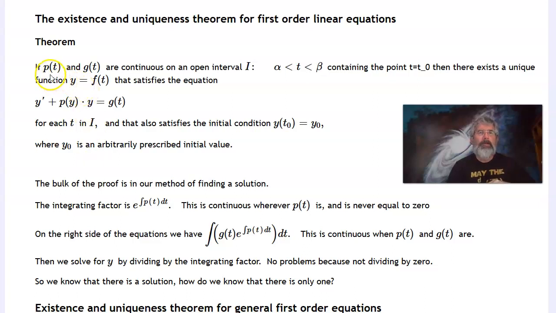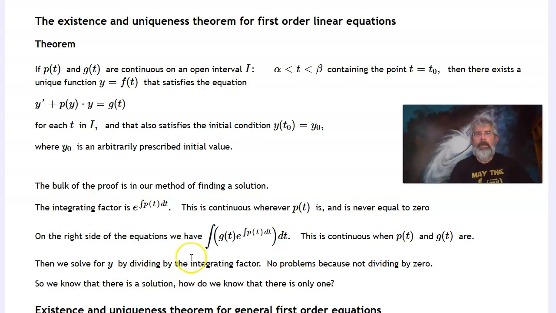Suppose p and g are two functions that are continuous on an open interval I. That is the set of values of t that are somewhere between alpha and beta, but not including alpha and beta. Okay, so that's my open interval I. And that open interval contains the point t0, which is the t value of my initial condition. So I want to make sure that these functions p and g are continuous on an open interval containing that value of t.